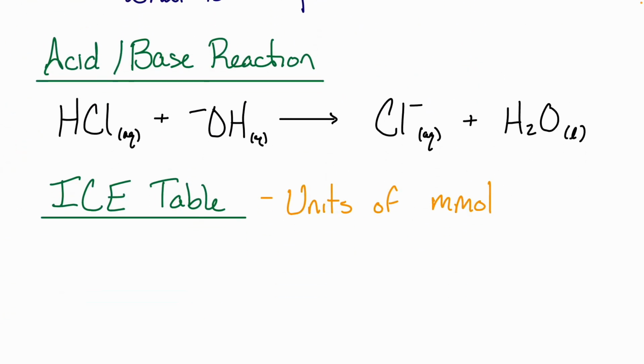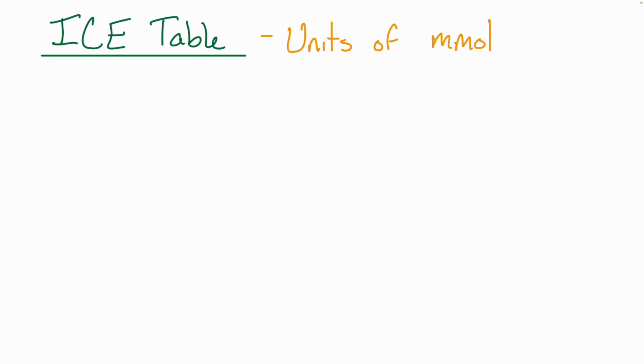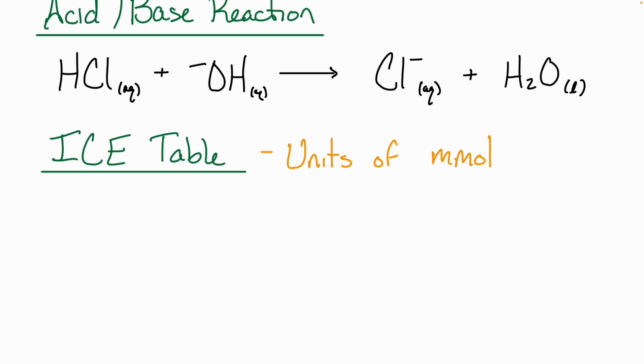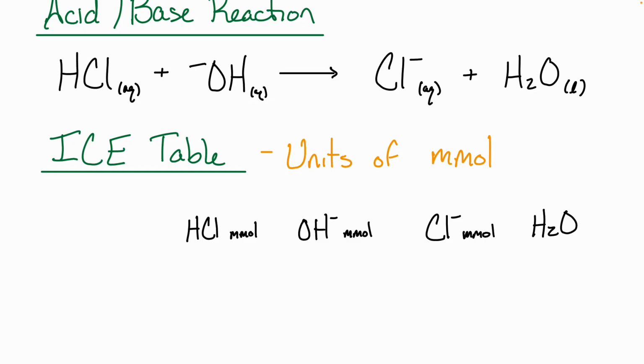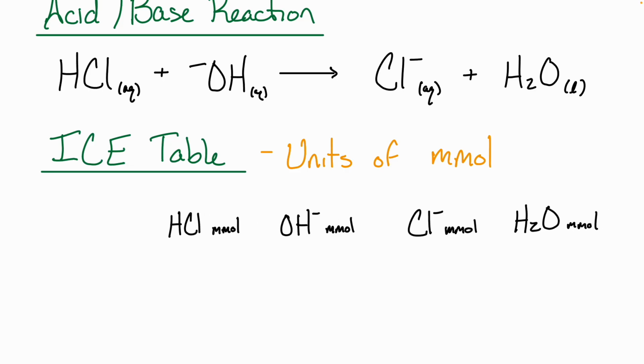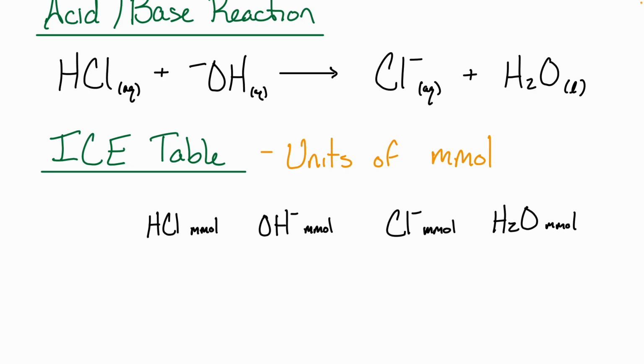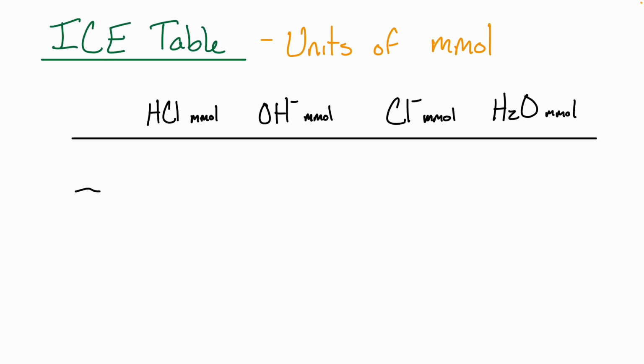Okay, so first of all, I'm going to bookkeep each one of these components here. So now I'm going to make an ICE table here, but I'm going to be talking about HCl millimoles, hydroxide millimoles, chloride millimoles, and water millimoles. And we're still going to have those three rows for our ICE.